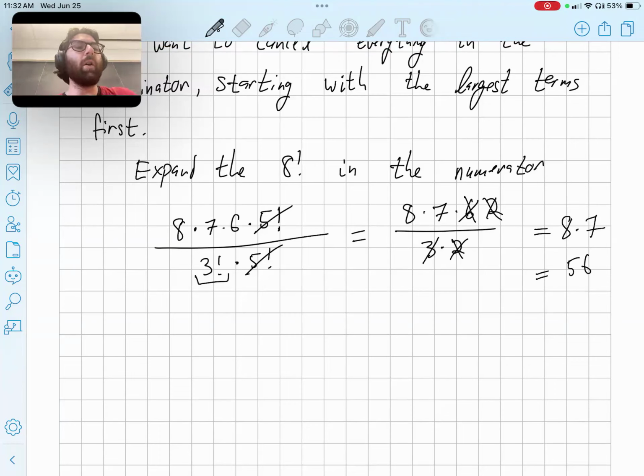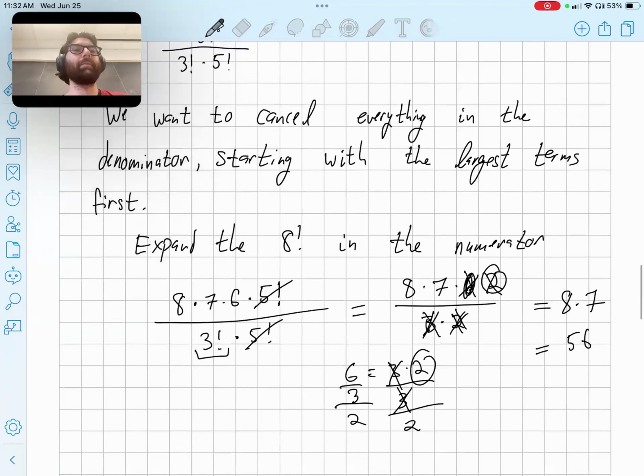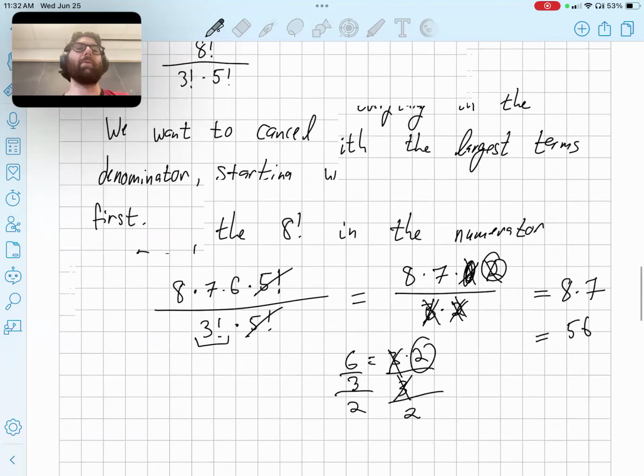The reason this works is because 6 is equal to 3 times 2. If I cancel the 3, then 3 times 2 divided by 3 is just 2, and so I only have a 2 left. Then if I divide by 2 again, the 2 goes away. Let's do one more example.